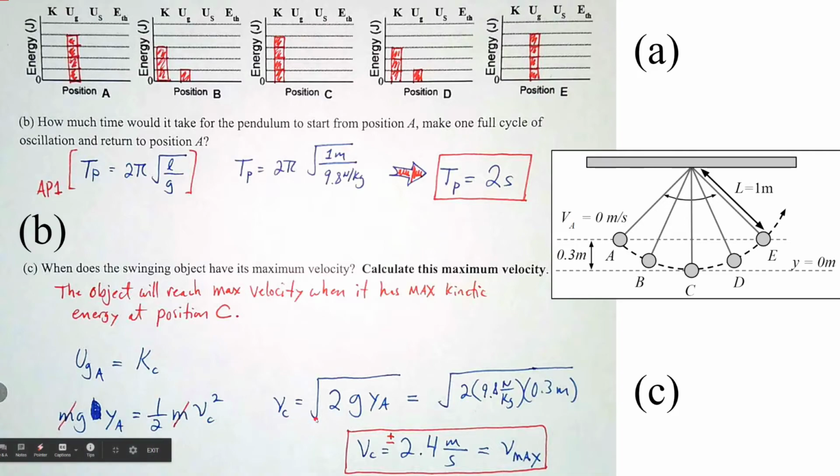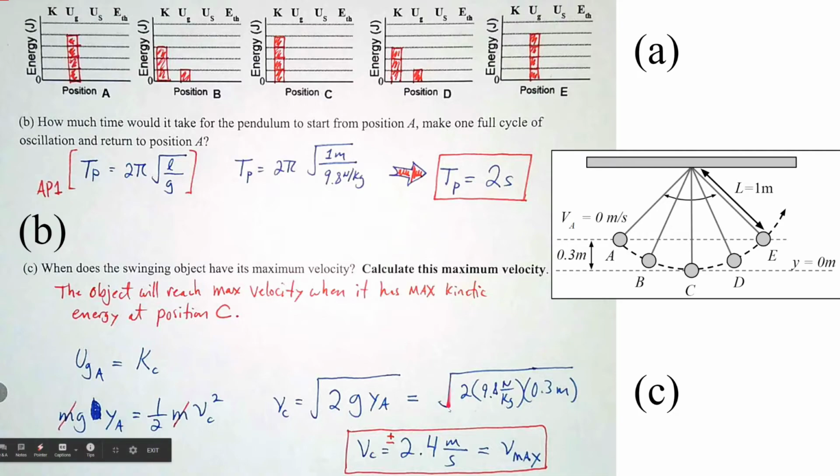if we solve for the velocity at C, we get that it's equal to the square root of 2 times the gravitational field strength, just used 9.8 newtons per kilogram, times the height at position A, or the vertical position at A, which is 0.3 meters. When we crunch the numbers, we get that the velocity at position C is equal to plus or minus the square root of 2.4 meters per second. This is its maximum velocity.